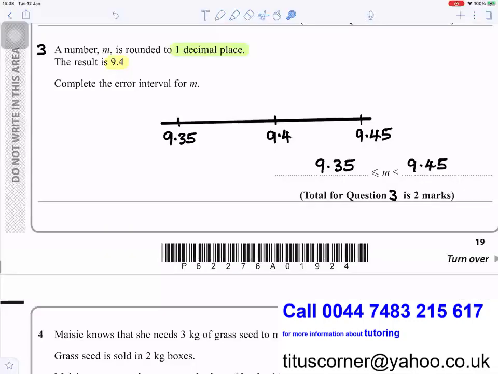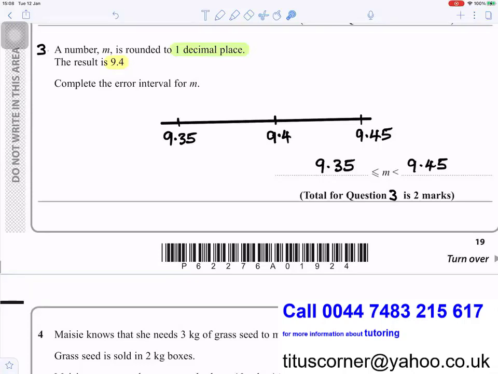Question number 3. A number m is rounded to 1 decimal place. The result is 9.4. Complete the error interval for m. So if we have 9.4 in the middle, you ask yourself, what numbers can you round to get 9.4? It's 9.4 to 1 decimal place. So you want a number which is to 2 decimal places.